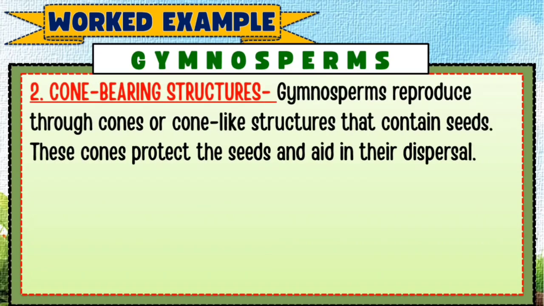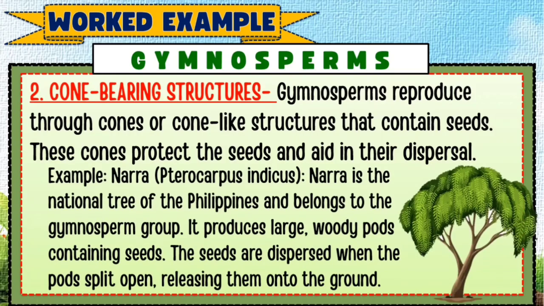Gymnosperms reproduce through cones or cone-like structures that contain seeds. These cones protect the seeds and aid in their dispersal. Example, Narra, or its scientific name, Pterocarpus indicus. Narra is the national tree of the Philippines and belongs to the gymnosperm group. It produces large, woody pods containing seeds. The seeds are dispersed when the pods split open, releasing them onto the ground.